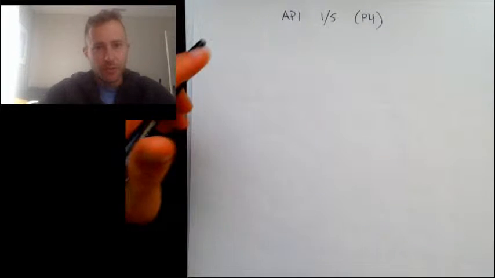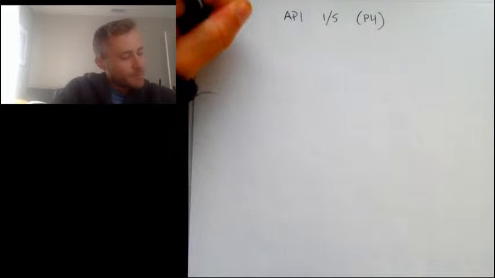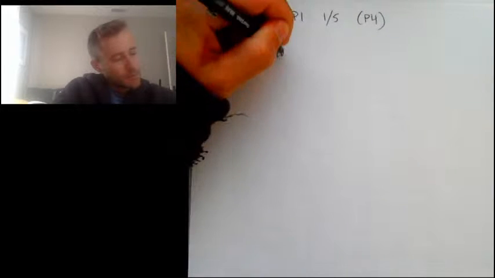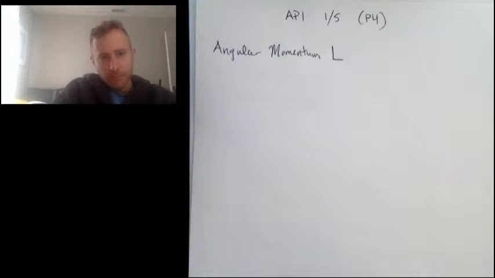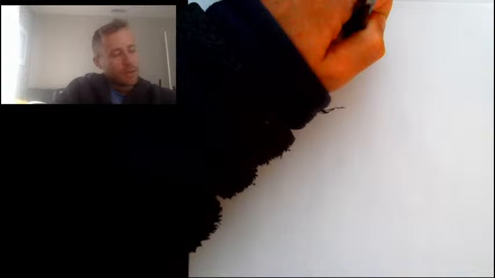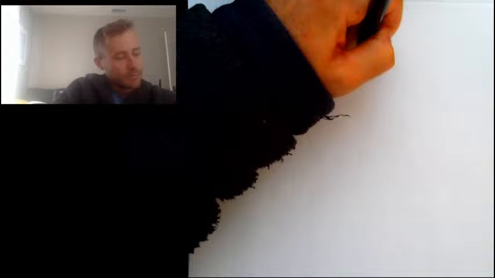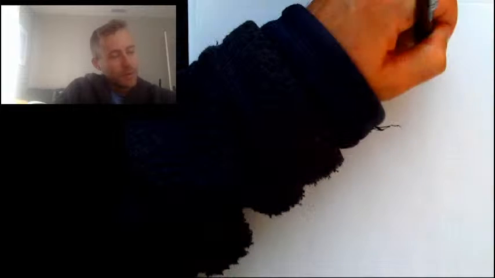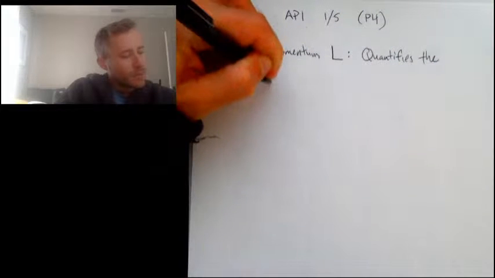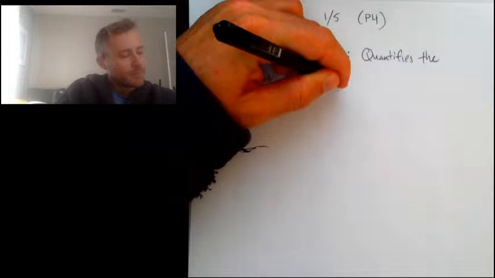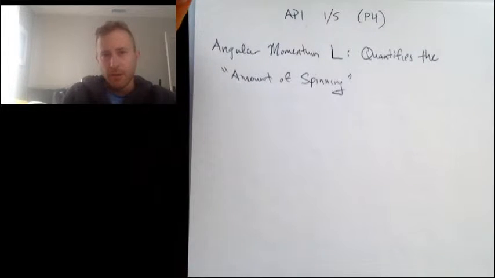So today we're going to talk about something called angular momentum, which is denoted by a capital L. Angular momentum somehow quantifies the amount of spinning. It quantifies the amount of spinning.